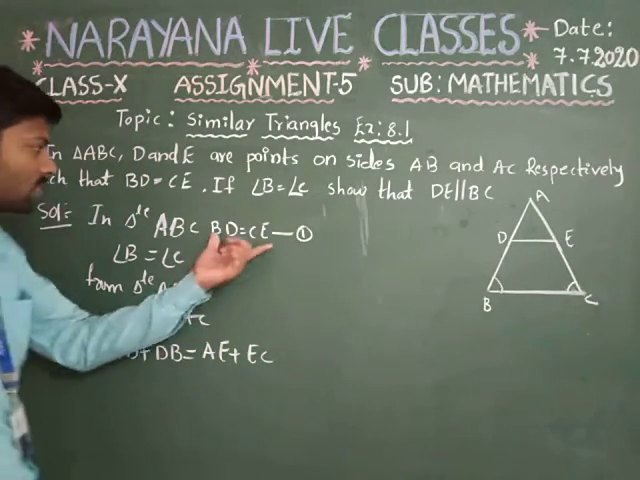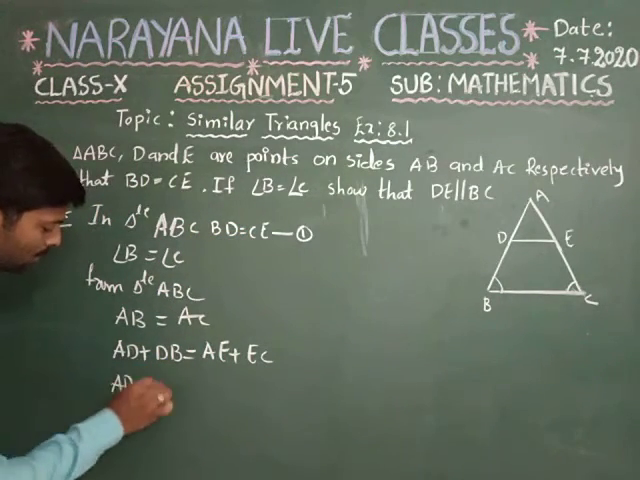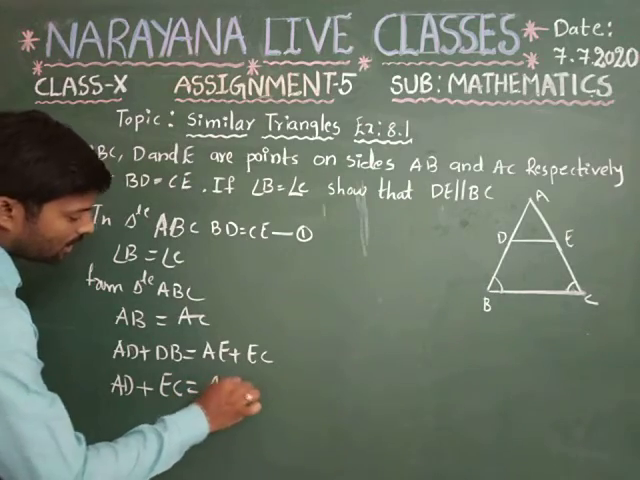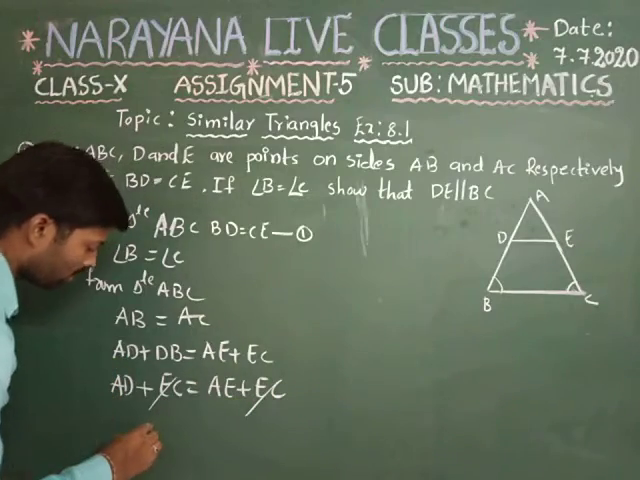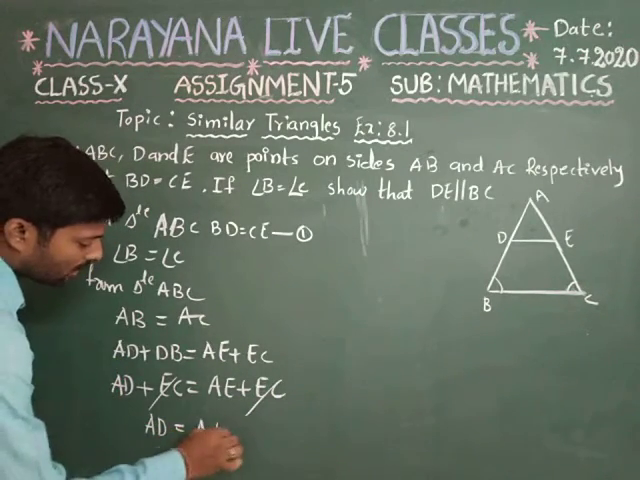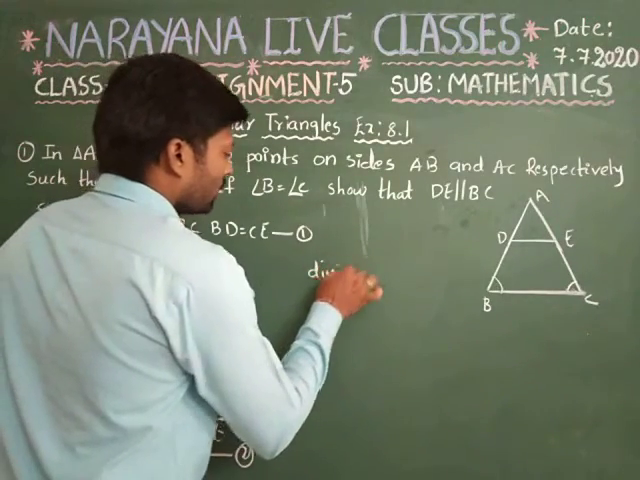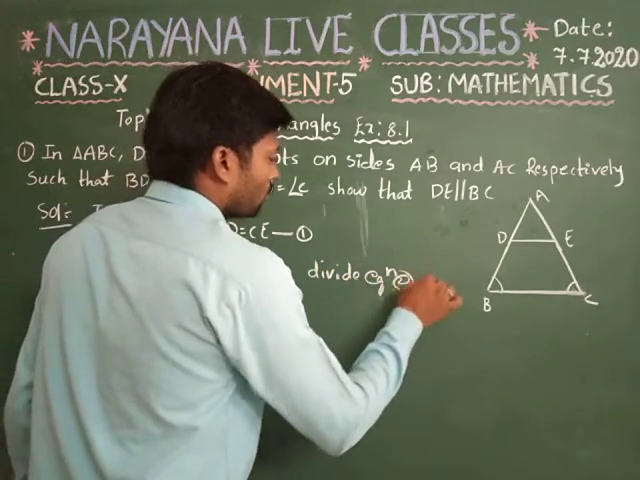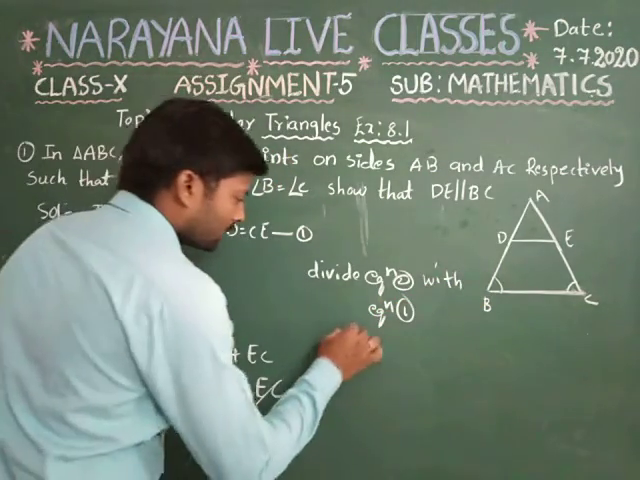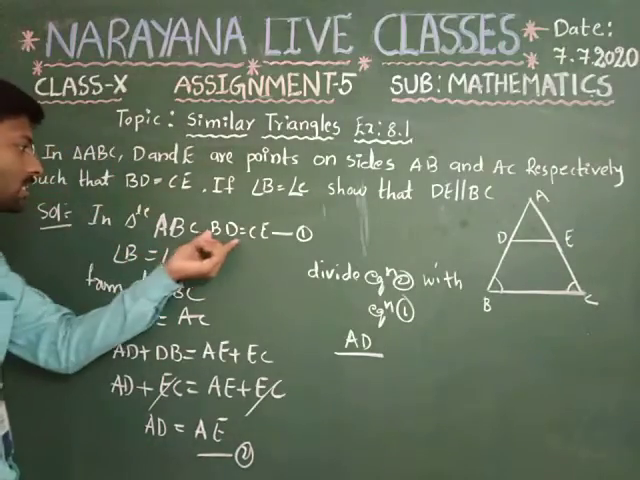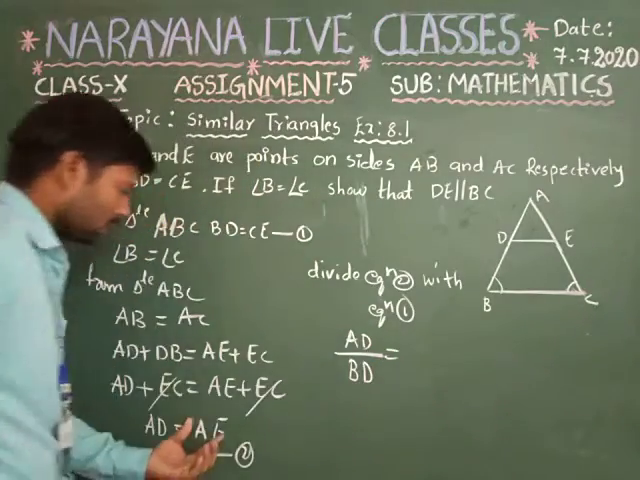So from equation 1, in place of BD, can you write CE? So I replace it with CE. That is AD plus CE is equal to AE plus EC. So on both sides EC will get cancelled, and the remaining part is AD is equal to AE. Let's take this as equation 2. Now divide equation 2 by equation 1. So what is equation 2? That is AD, and the LHS of equation 1 is BD. AD by BD is equal to AE by CE.